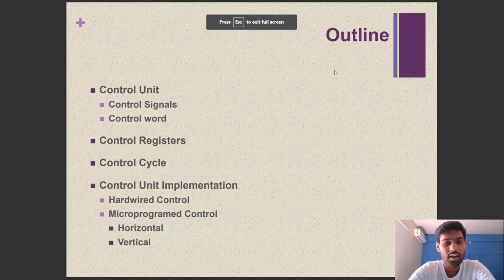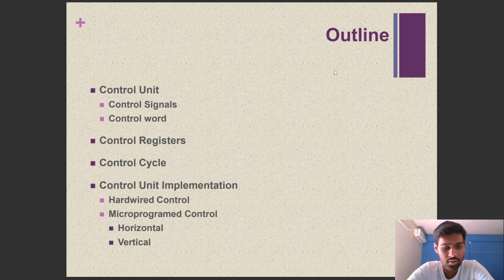Hello, I'm going to talk about control unit. In this we have control signal, control word, control registers, control cycles, control unit implementation, hardware control, and microprogram control. In these, we have horizontal and vertical.